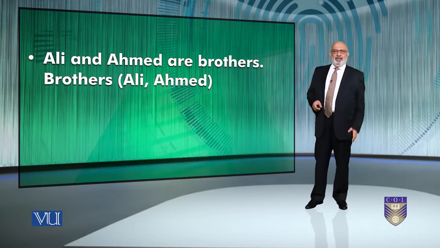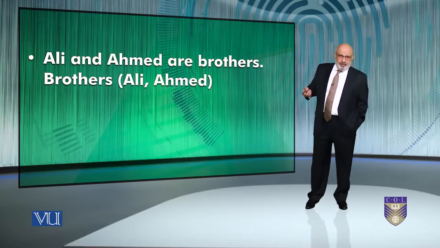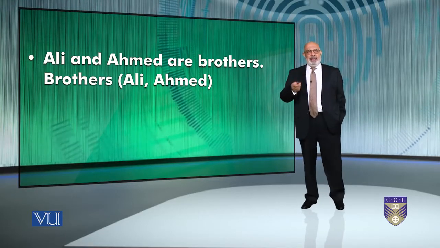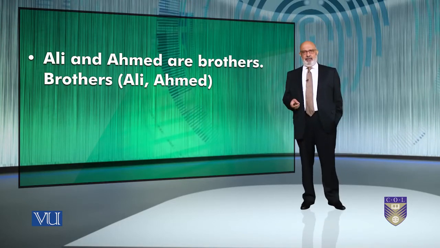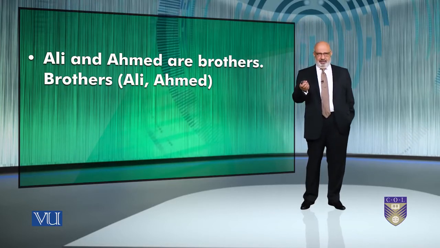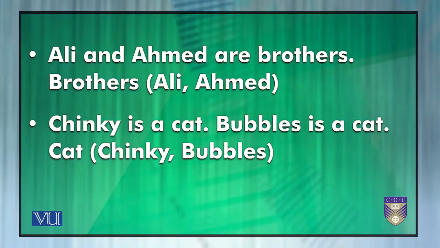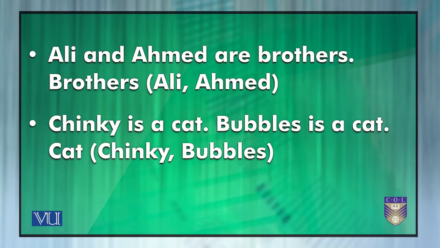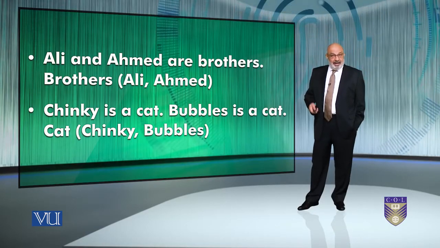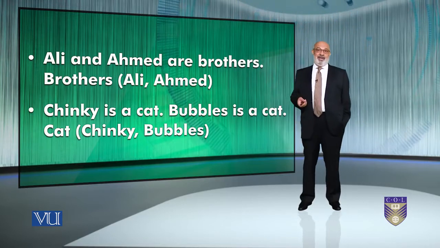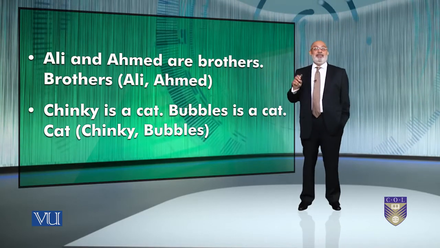So for example, Ali and Ahmed are brothers. So you'd say brothers, that's a predicate, within parenthesis Ali, comma, Ahmed. That's a very simple representation. Chinky is a cat, Bubbles is a cat. So you can say cat, bracket, Chinky, comma, Bubbles. So here, both brothers and cat are predicates. And as you can see, very simple statements, and they can be represented in mathematical form.